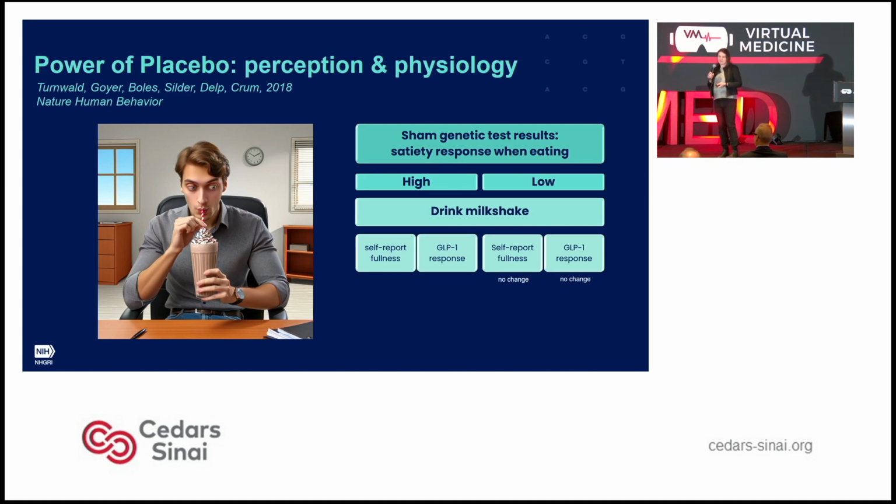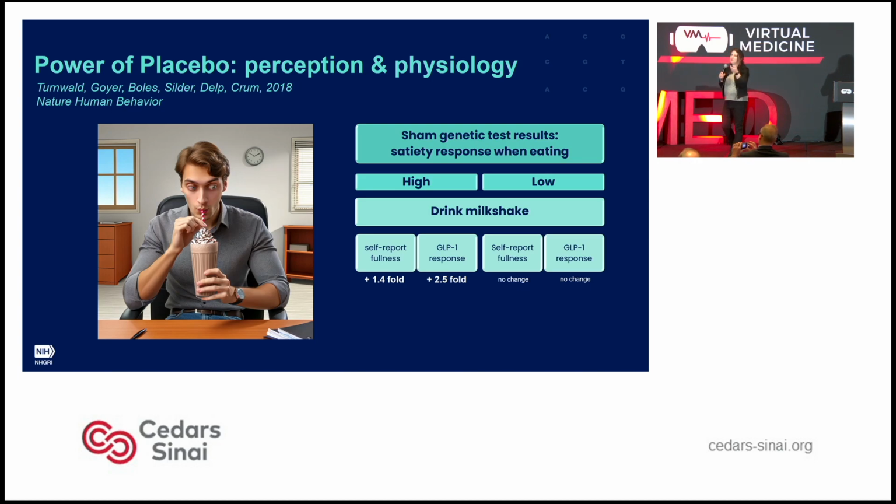So those who got results saying, your satiety response is low, it might take you longer to feel full, saw no change in their self-reported fullness and their hormonal response when drinking this milkshake compared to a pretest of the week before. Those who were told they had a high satiety response not only felt more full and reported feeling more full, but their GLP-1 response went up 2.5-fold, right?